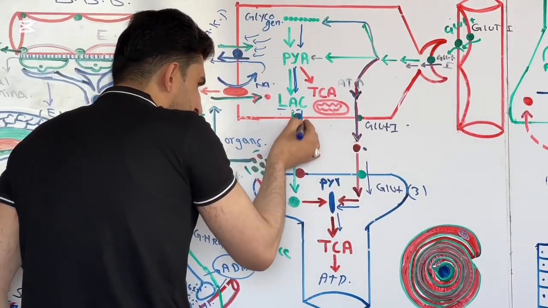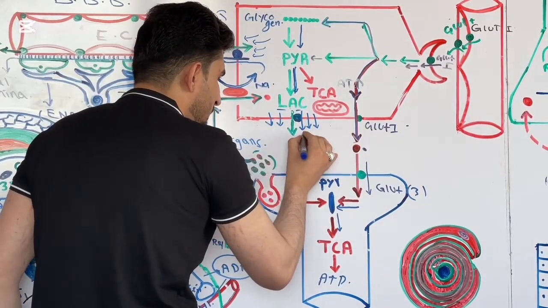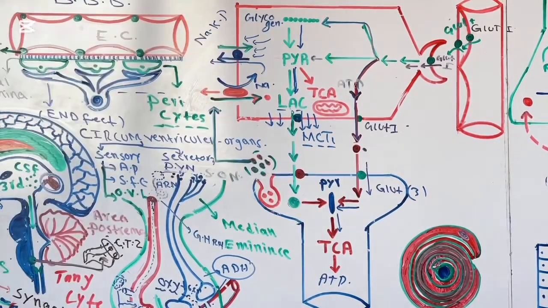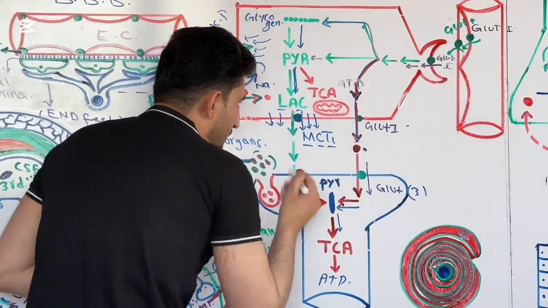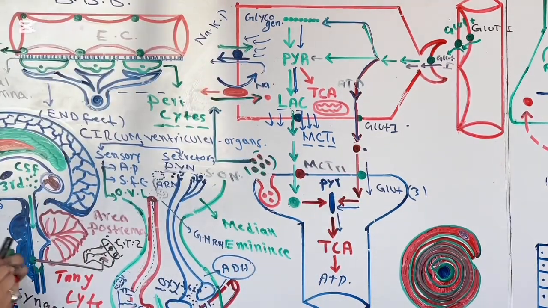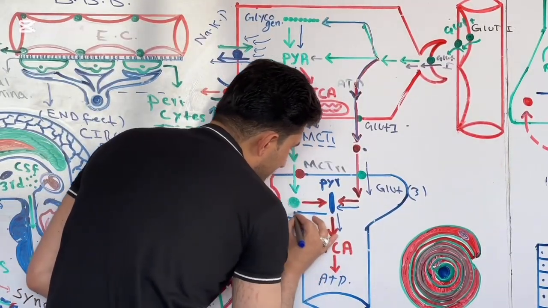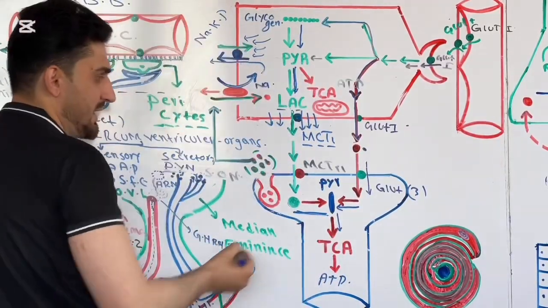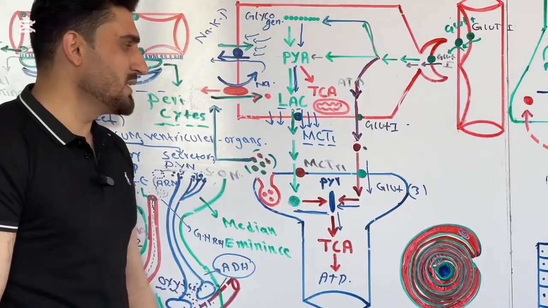This lactate is then excreted from the astrocytes by a transporter called MCT1, monocarboxylate transporter type 1. And this lactate is taken up by the neurons by MCT2, monocarboxylate transporter type 2. Then this lactate will be converted once again to pyruvate, and this pyruvate goes to the Krebs cycle and produces a lot of ATP.